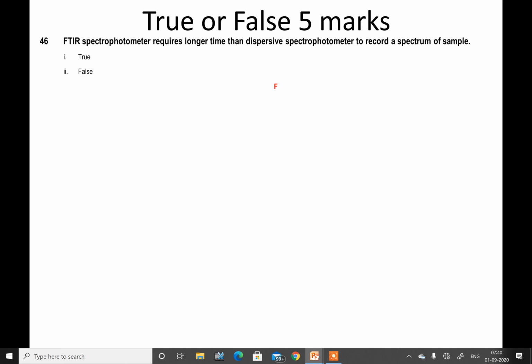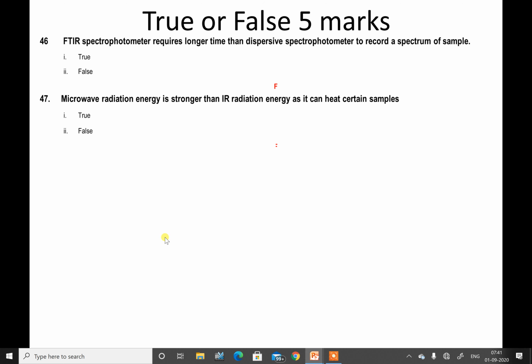Actually, it is very fast. Microwave radiation energy is stronger than higher energy as it can hit certain samples. No, it comes on the extreme right, so its frequency is very less, and therefore it is again false.